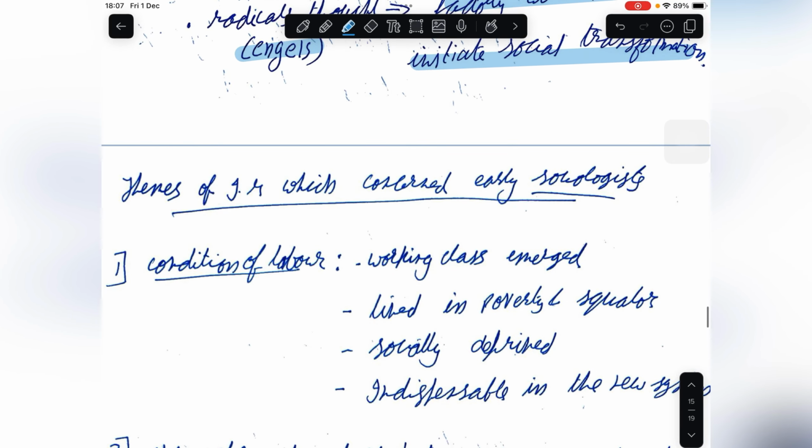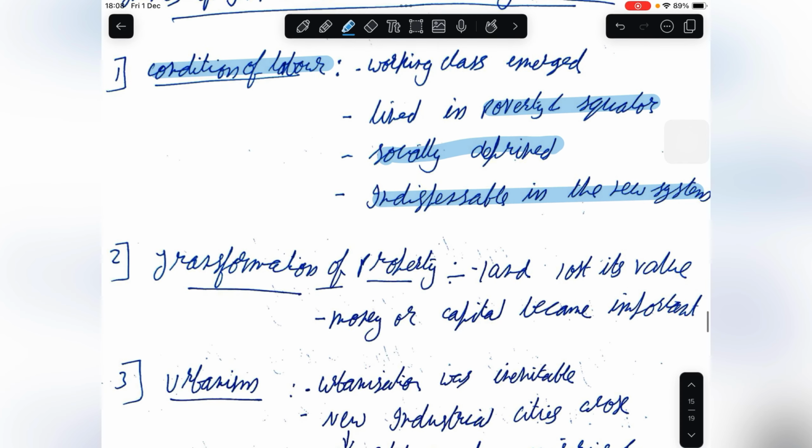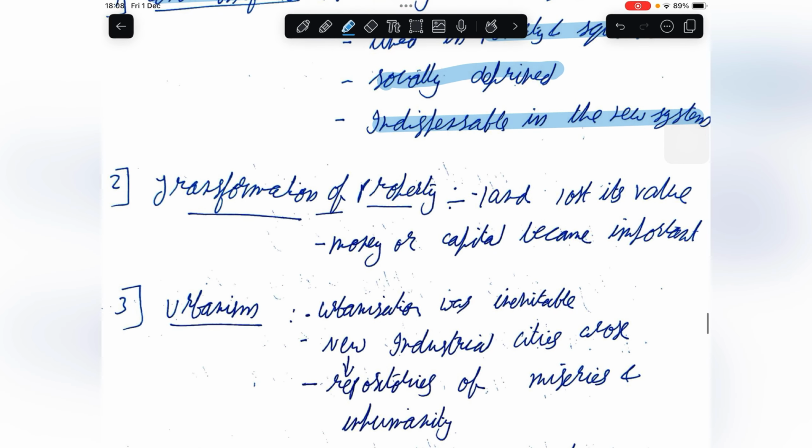Themes of the Industrial Revolution which concerned early sociologists. Conditions of labor. The conditions of labor were very bad. So you can see they lived in poverty, socially deprived, and they were dispensable in the new systems. If a worker doesn't come, they can just hire a new worker and get the work done. So they're just an expense.